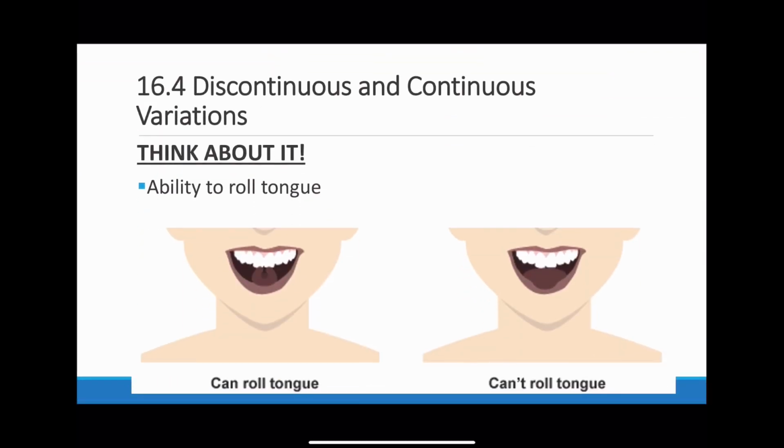The second one, the ability to roll your tongue. Okay, I'm pretty sure some of us that are watching the video right now know that you are born with the ability to roll your tongue. And some of us, unfortunately, realize that no matter what you do, you can't seem to roll your tongue, right? So is this considered a discontinuous or a continuous variation? Are we looking at specific features or are you looking at a range of features?